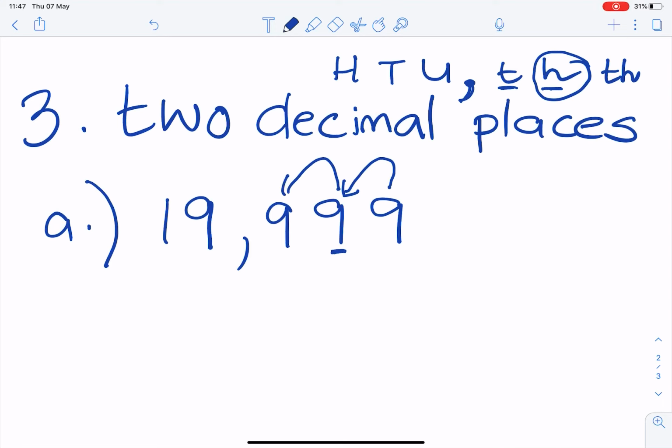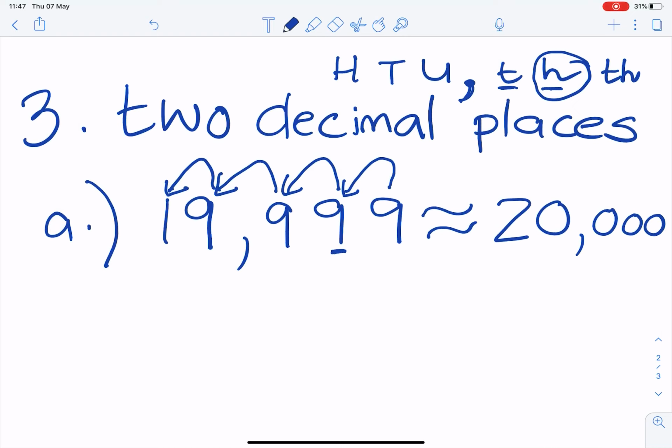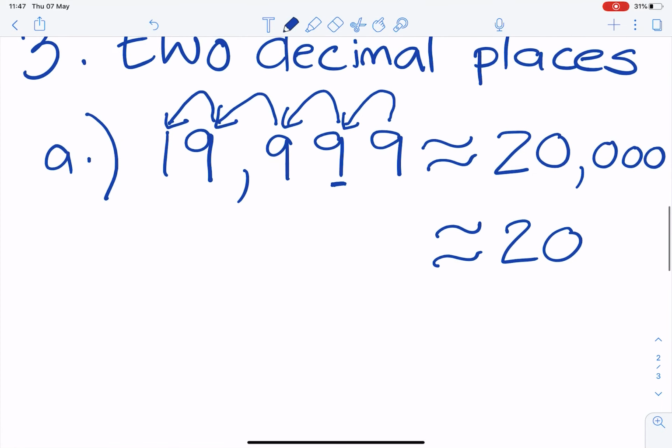He tells that 9 to go up to 10, and that tells the 1 to become a 2. So the answer is 20,00, or just 20. Let's look at another one of those.